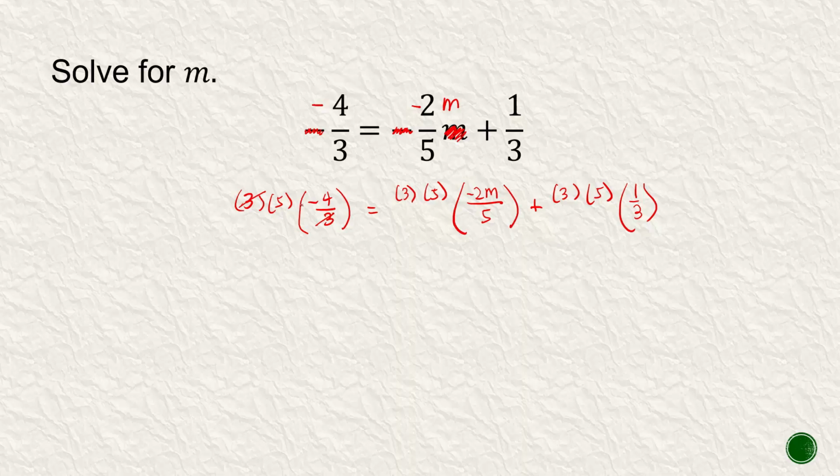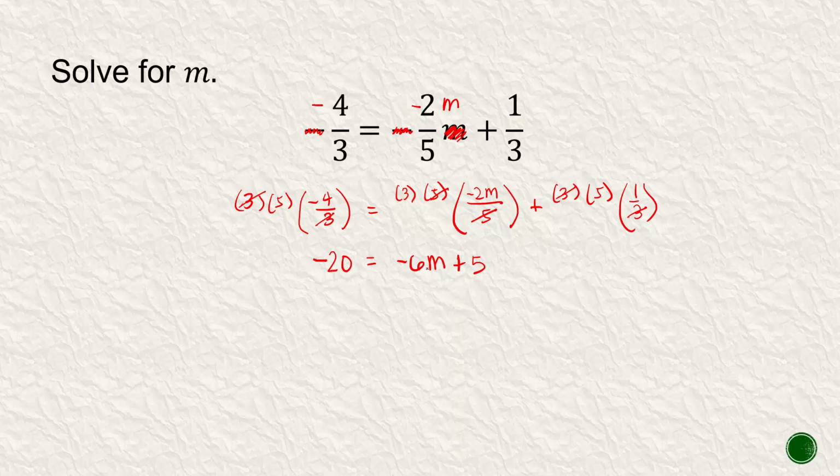Once we do that, on this left side, you can see we can cancel the 3. So all we need to do is multiply 5 and negative 4. That'd be negative 20. So 3 times 5 here, we can cancel the 5. 3 times negative 2 is negative 6m. And finally here, we can cancel the 3. 5 times 1, 5.